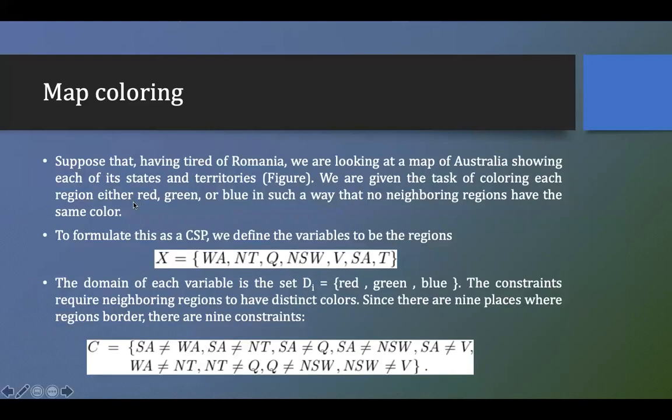Now here we have three colors, red, green and blue, in such a way that no neighboring region will have the same color, as I told you. To formulate this constraint satisfaction problem, we have the variable names. The variable names are based on the city names.